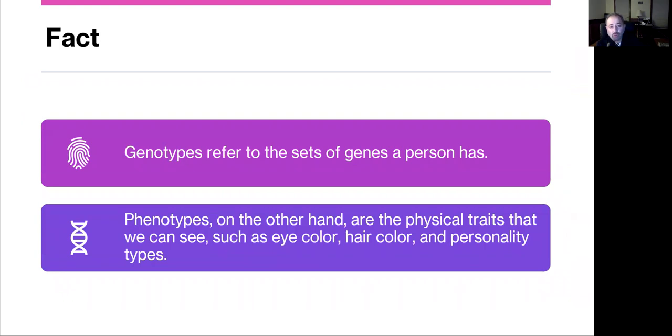So we know one thing for sure: the genotype refers to the sets of genes a person has. A phenotype, on the other hand, is the physical traits that we can see, such as eye color, hair color, personality type. So when it's genotype, we know the sets of genes the person has. The phenotype is when we can see the personality, we can see the hair color, and so on and so forth.